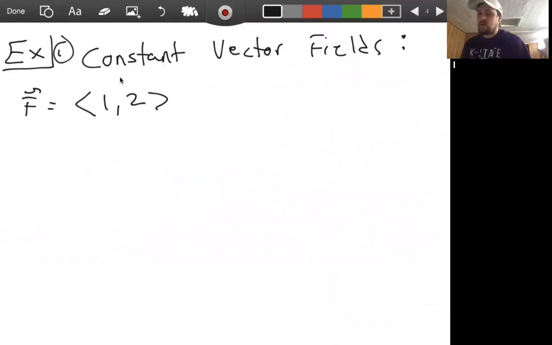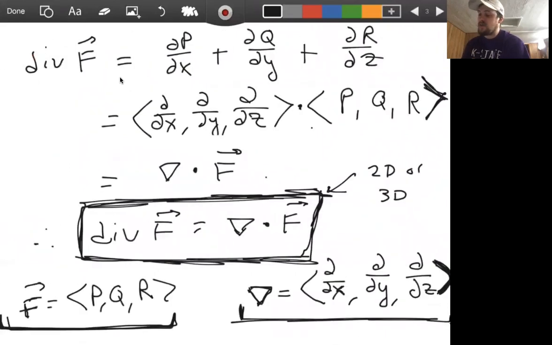So we can look at 2-dimensional vector fields as well. I just gave the definitions in 3 variables, but you can see this conclusion that we arrived at: the divergence is the gradient dot the vector field. This is intrinsic of dimension. This is for any dimension.